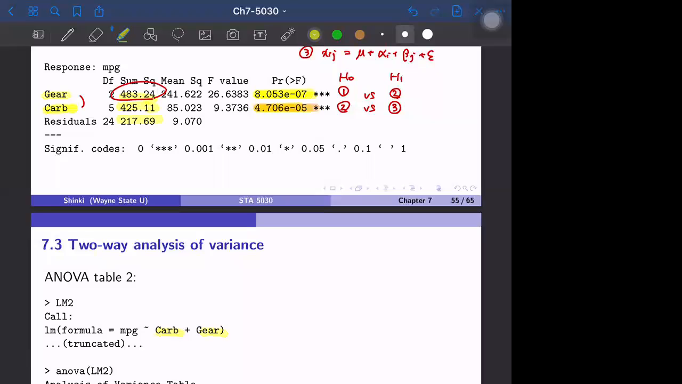And if we change the order of variables, then the numbers will change. The degrees of freedom is the number of categories minus 1, basically. And this 24 is the remaining number. We have 32 observations, so the total degrees of freedom should be 32 minus 1, where 1 means the intercept. So if the first one is 2 and the second one is 5, then this should be 24, because 2 plus 5 plus 24 is 31.